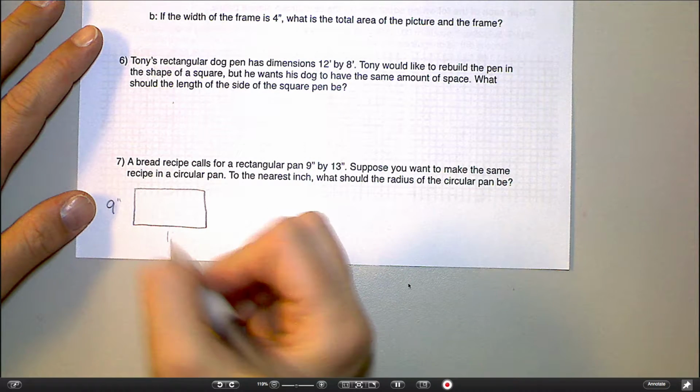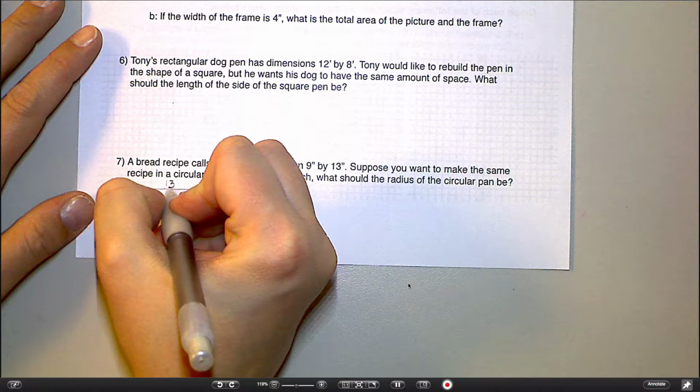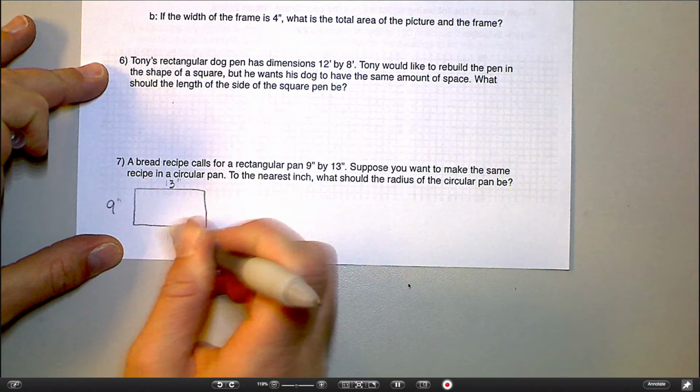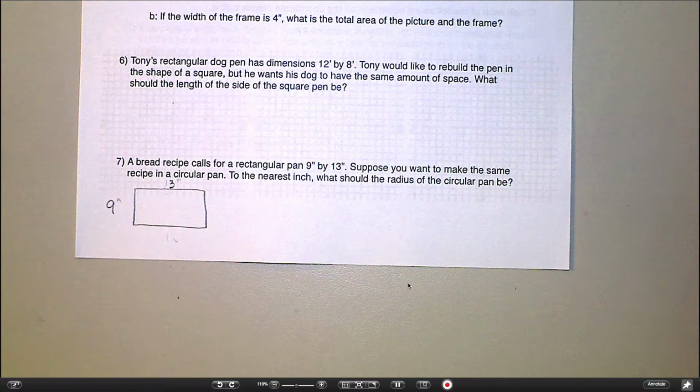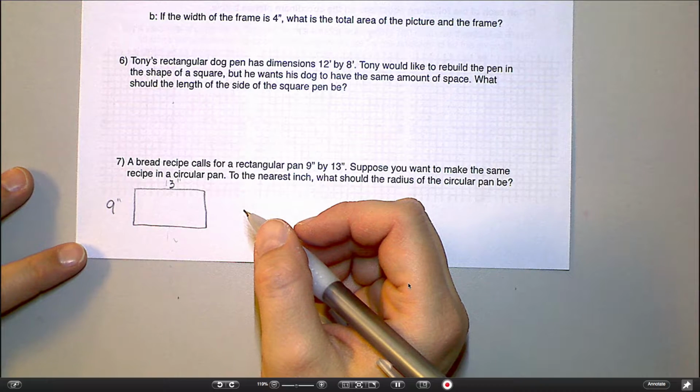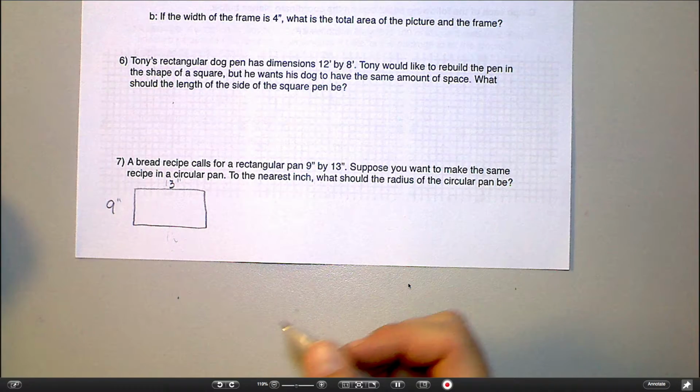9 by 13. Actually, I think I'm going to put the 13 up here. I want to make that same recipe, but I want to use a circular pan. Okay, and I'm going to assume that the pan is the same depth. So I need it to have the same amount of space, right? So I need the areas to be equal. Does that make sense? That the areas need to be equal?